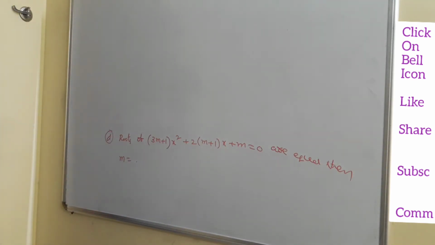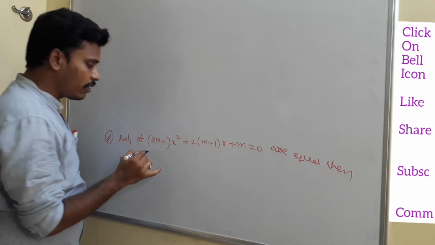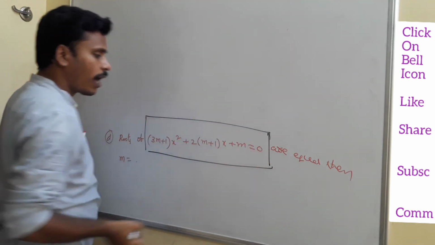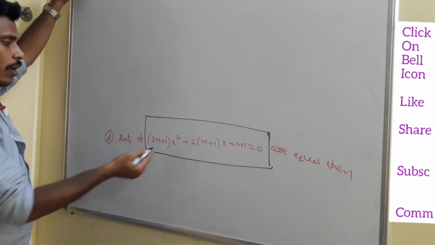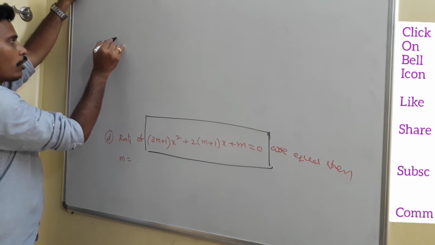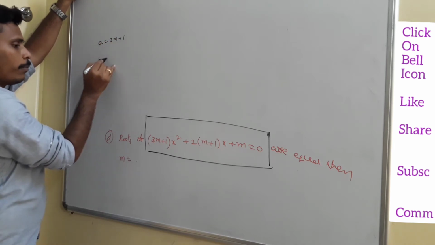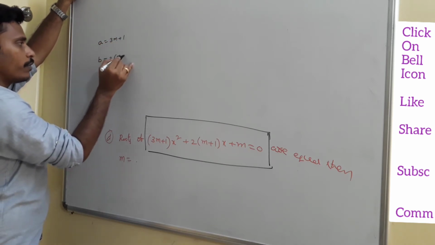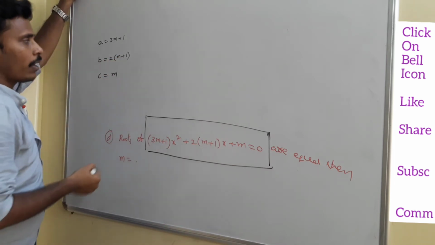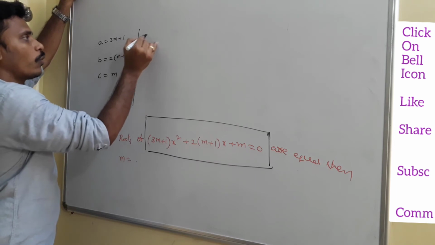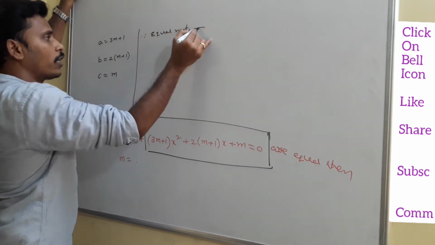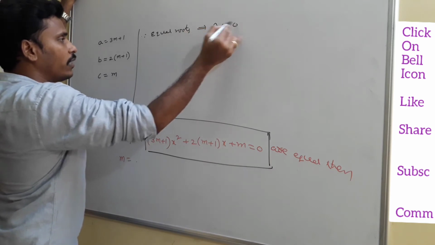Now, since as they mentioned that this equation has equal roots, what I am going to do is make delta equal to 0. Then if you compare with our general form, a is the coefficient of x square, 3m plus 1, b is the coefficient of x, which is 2 times m plus 1, and c is the constant, which is m. Since the equation has equal roots, that's why we need to equalize delta to 0.